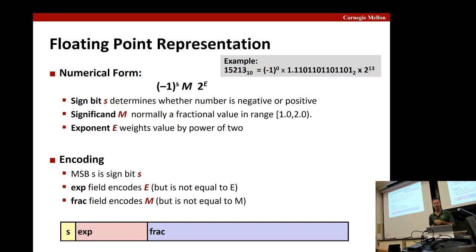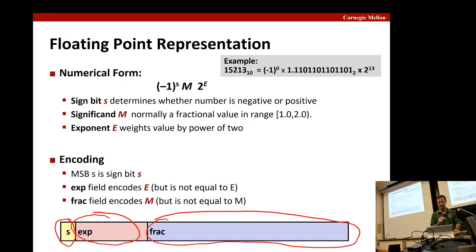Okay, so you've probably seen representations like this. You start off with a sign bit. Then there are going to be some number of bits devoted to what's called the exponent, the EXP field, and then some number of bits devoted to the fraction. The way that gets interpreted is that if the sign bit is 0, then minus 1 to the 0 is 1, and so you get a positive. And if it's 1, then you get a negative. Okay, so that's how that works.